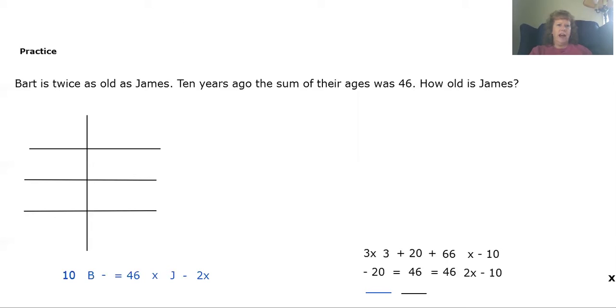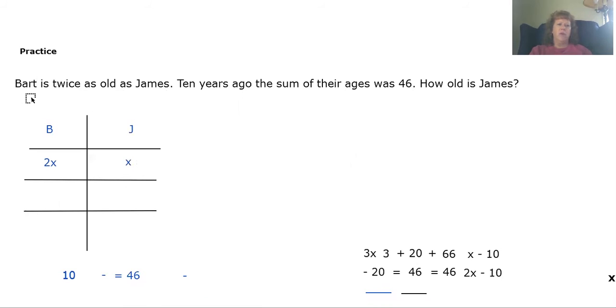So if we started out with Bart and James, we had a column for Bart and a column for James. If you put J here and B here, don't worry about it, it's going to come out exactly the same. So Bart is twice as old as James. So Bart is 2x and James is x.